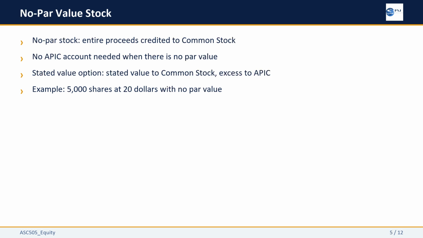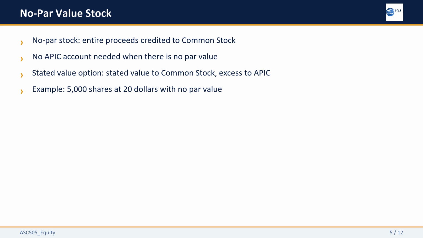Some states permit or require no par value stock. When there is no par value, the accounting is actually simpler. The entire proceeds go into one account: common stock. There is no need for an APIC line because there is no par value to separate from. Example: 5,000 shares issued at $20 each with no par value. Entry: debit cash for $100,000, credit common stock for $100,000.